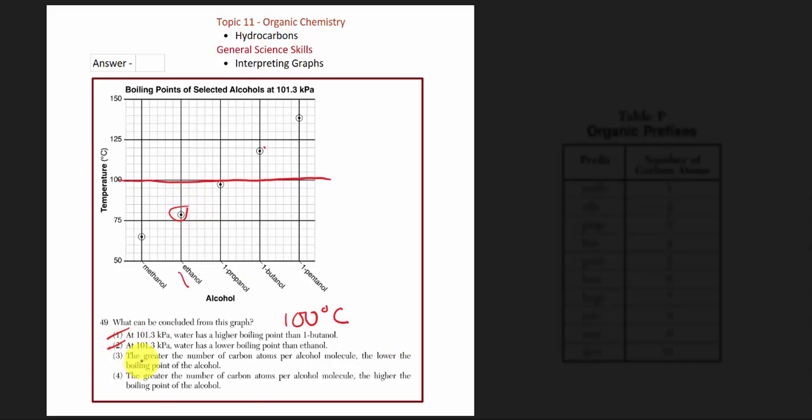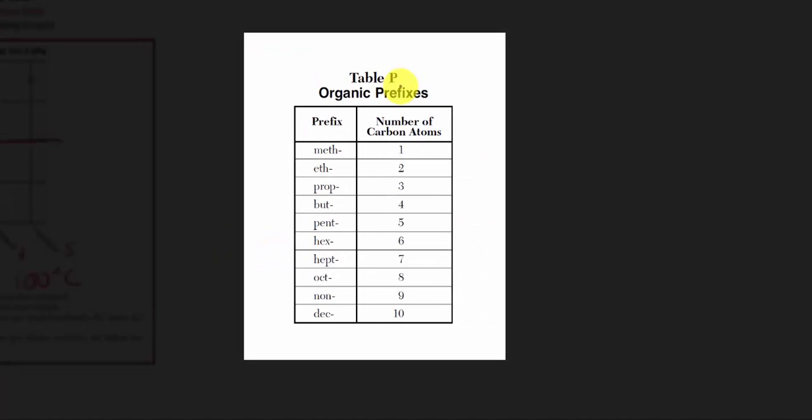Consider the third answer: the greater the number of carbon atoms per alcohol molecule, the lower the boiling point. Now, methanol has 1 carbon, ethanol 2, prop 3, but 4, pent 5. If you don't remember what the prefixes mean, you can always look that up on Table P. So here are your alcohols, the methanol, ethanol, butanol, pentanol, and propanol. It ranges from 1 to 5 carbons.